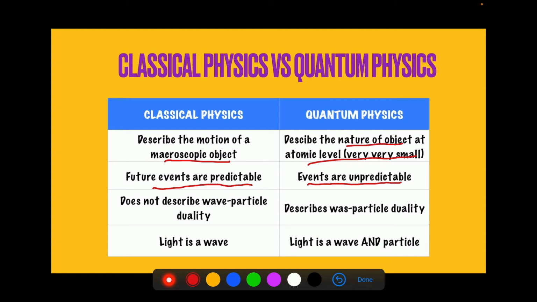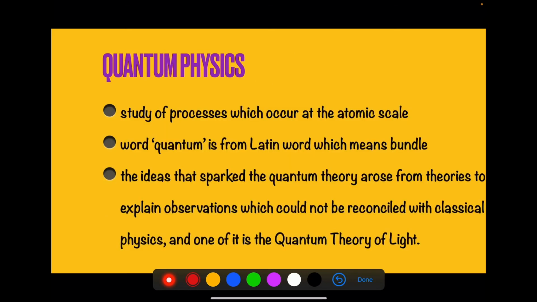And classical physics does not describe the wave-particle duality. We know that light is a wave, but in quantum physics, light can be a wave and also a particle. It will be described in the wave-particle duality. So basically, quantum physics is a study of processes which occur at atomic scale. We are going to learn about things that are very, very small. And the word quantum is from the Latin word which means bundle. And we will discuss this further in this chapter.